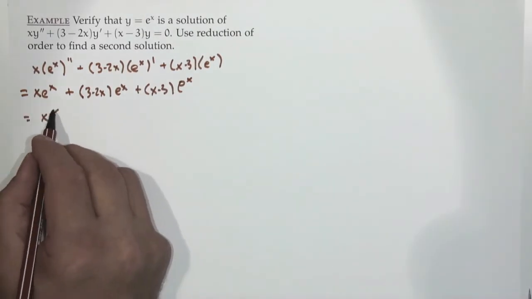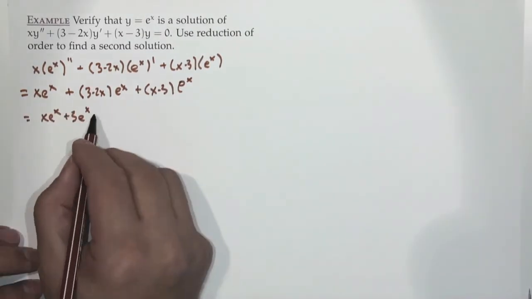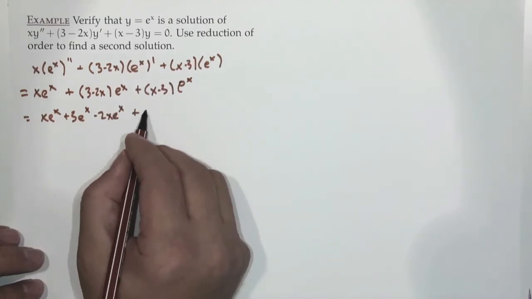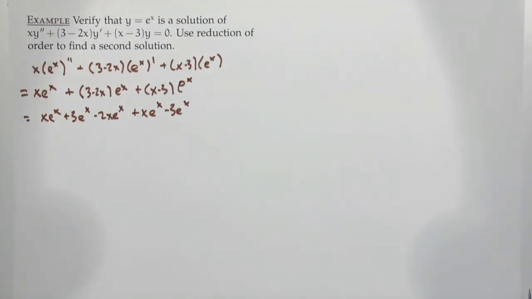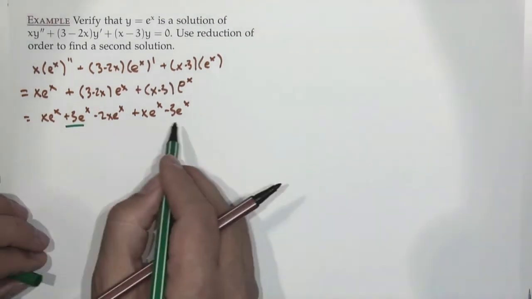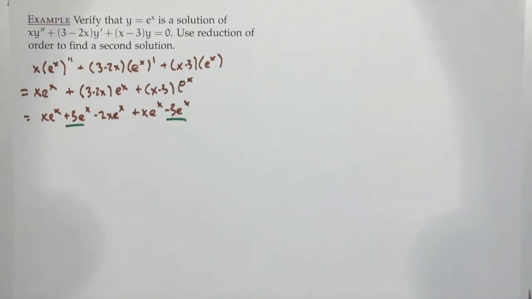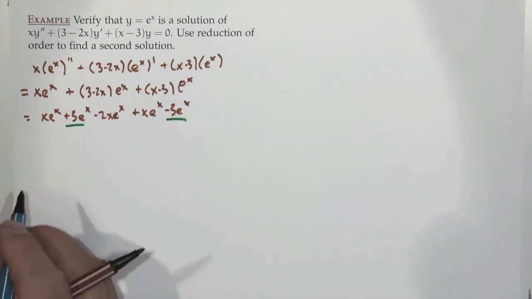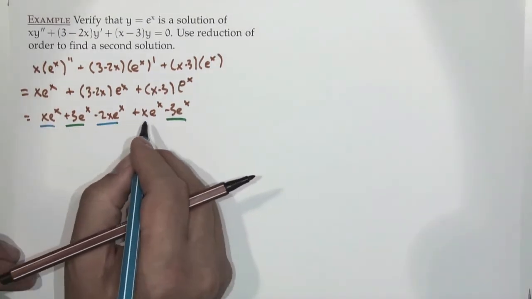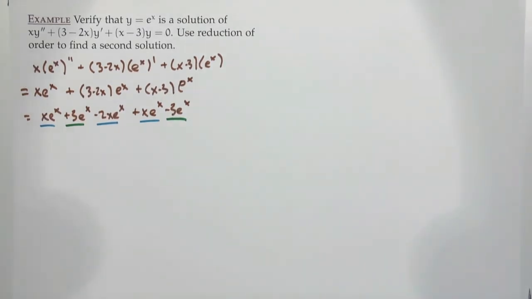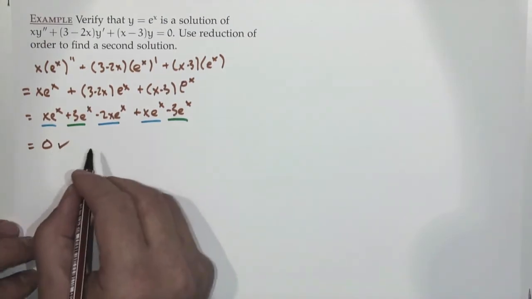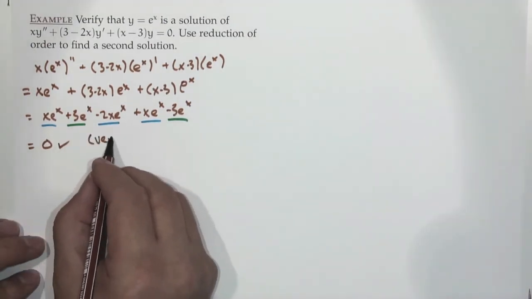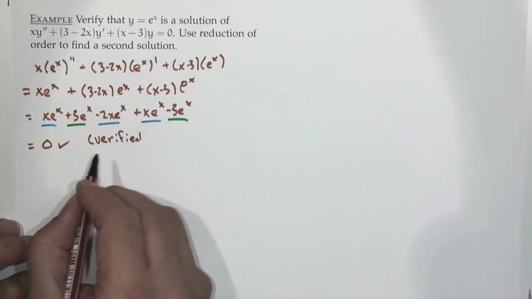All right, so we multiply this out. We have x e to the x, 3 e to the x, minus 2x e to the x, plus x e to the x, minus 3 e to the x. And then we just say, okay, things go together. There's the e to the x terms. If you add 3 e to the x and subtract 3 e to the x, what do you end up with? 0. If you have x e to the x, subtract 2x e to the x, and add x e to the x, what do you end up with? 0. So at the end, we get 0. Ta-da! So that's our verification.